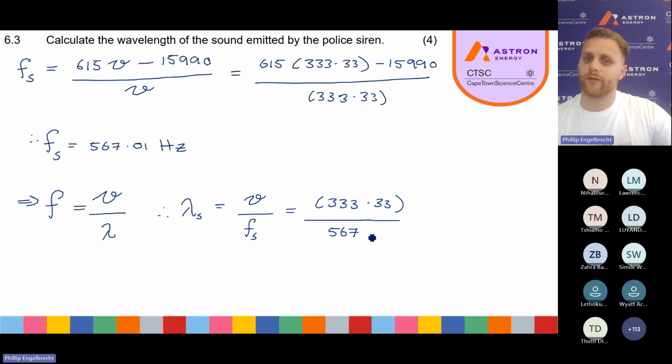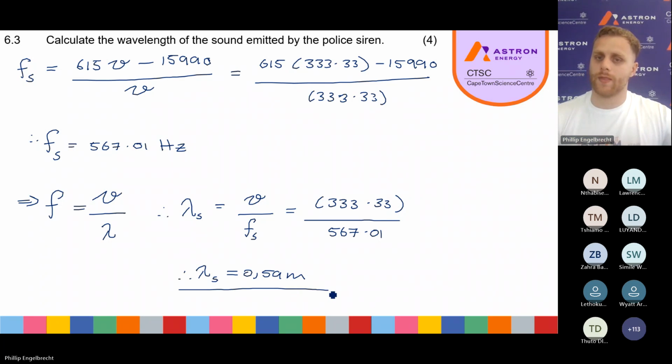What's the frequency of my source? That's 567.01, because I've just calculated that. You type this onto your calculator and you get that the wavelength of your source is 0.59 meters. And there we go. That makes sense. So you first had to figure out the frequency of the source, and using that information, you can calculate the wavelength of your source. I hope you understand it. If you don't, feel more than free to ask in the chat.